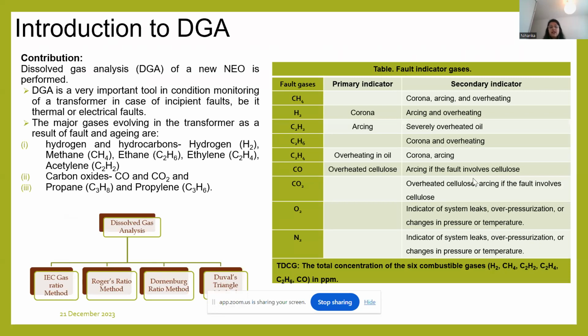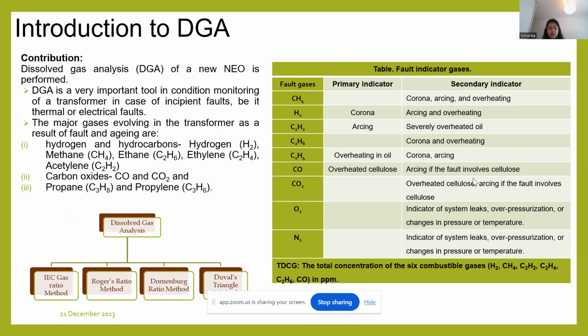Dissolved gas analysis is a very important tool in condition monitoring of the transformer in case of incipient faults, be it thermal or electrical. In my case, I have studied just the thermal faults, so I will be discussing only that. The major gases which evolve in the transformer are hydrogen and the hydrocarbons like methane, ethane, ethylene, acetylene, and carbon oxides like carbon dioxide, carbon monoxide, propane, and propylene.